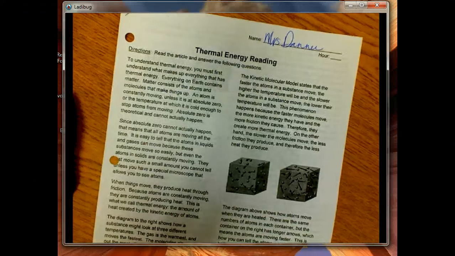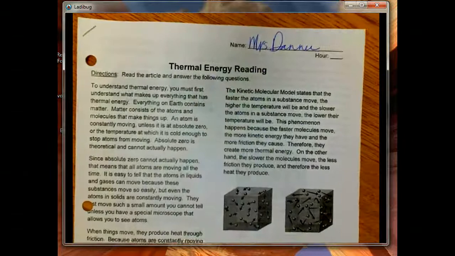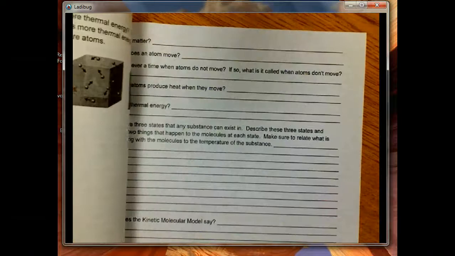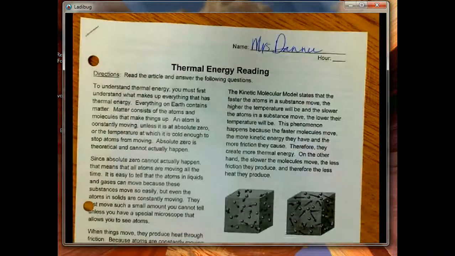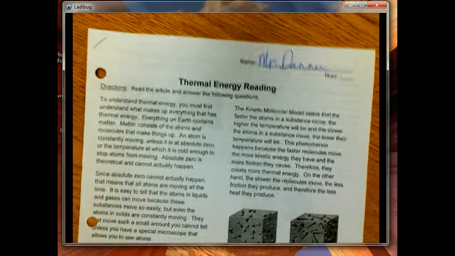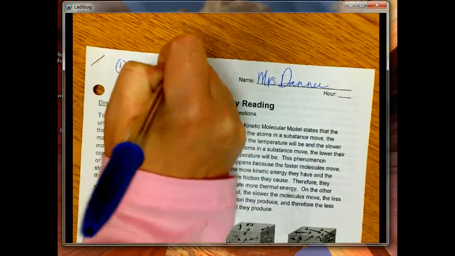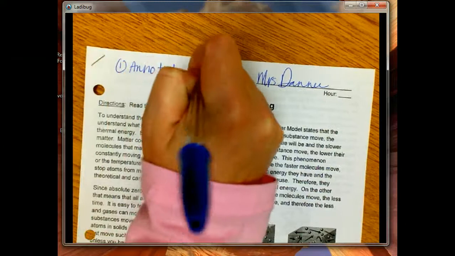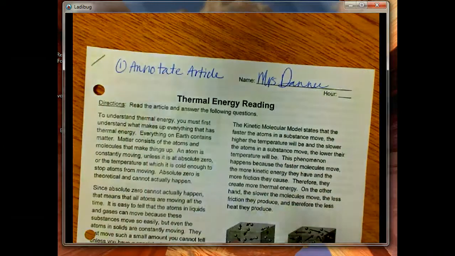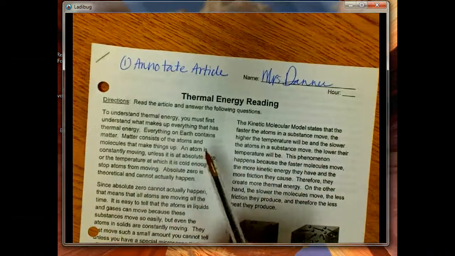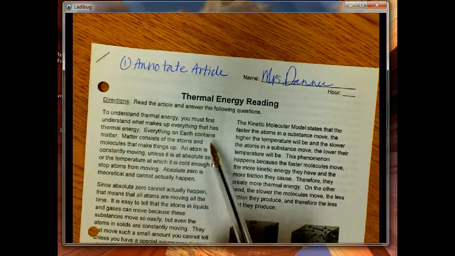Okay, so one of the things you guys are going to be doing today is taking a look at this article that I've given you. There is a front and a back to it, and then there's some questions. Okay, so what I need you to do, the first thing you're going to do is annotate the article. Now as you're annotating, yes, you can highlight, you can underline, you can circle, but you need to have explanations as to why you're doing so.